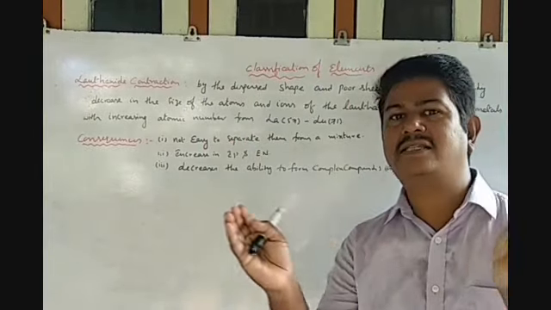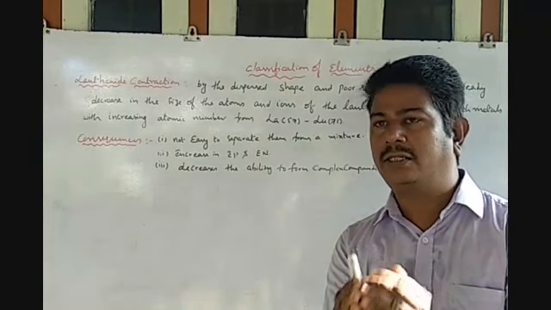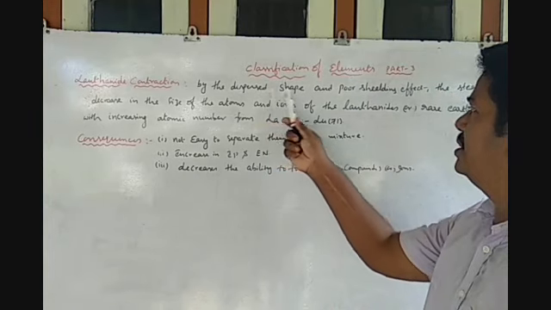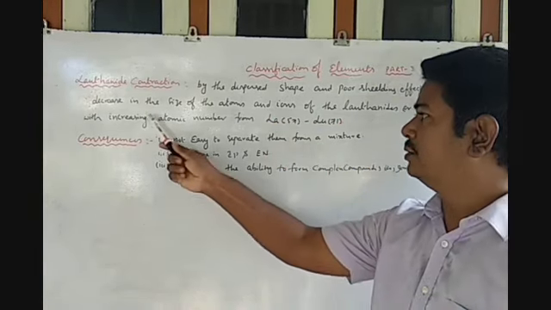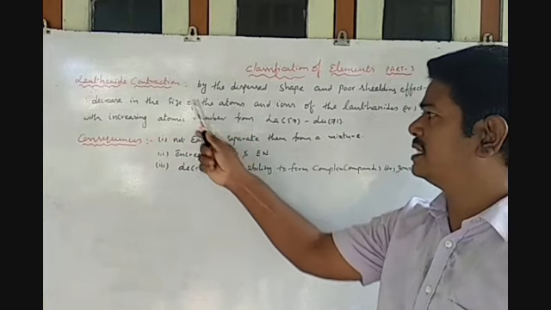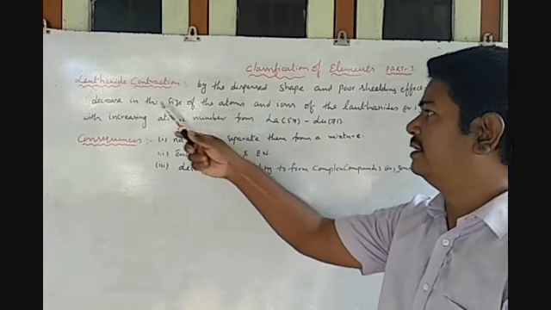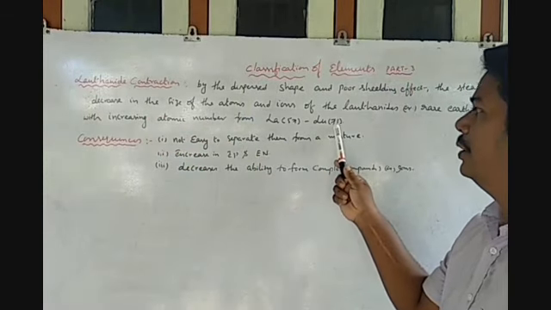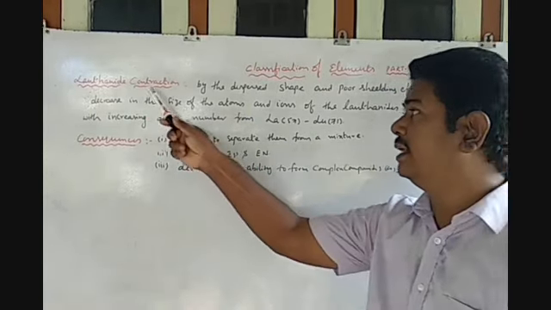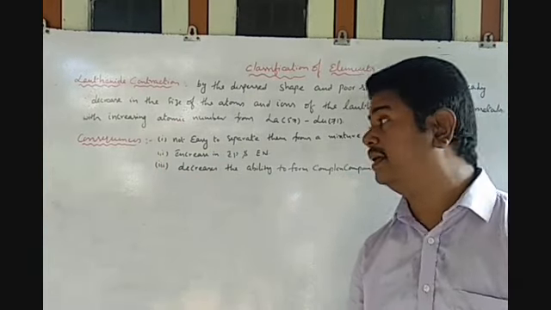Contraction means a decrease in size. Why does it happen? Due to the dispersed shape and the poor shielding effect. Such a phenomenon is called lanthanide contraction, and it happens from the elements lanthanum to lutetium. So due to the lanthanide contraction, what happened?